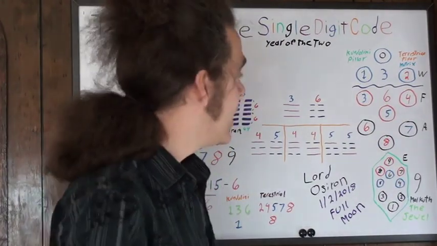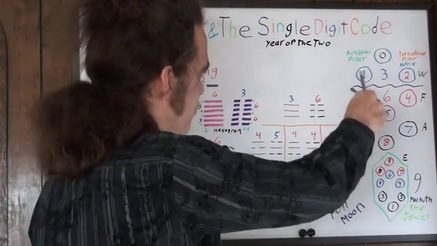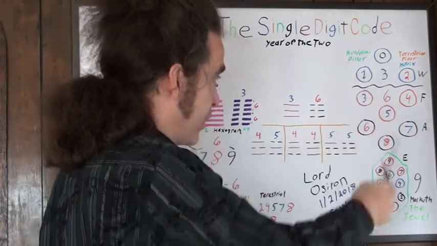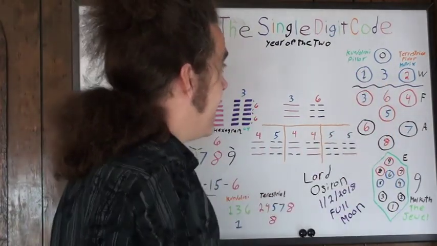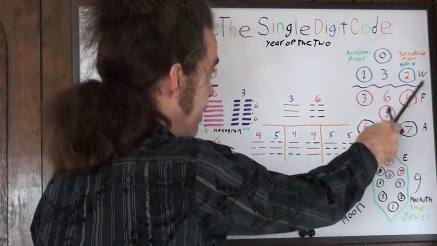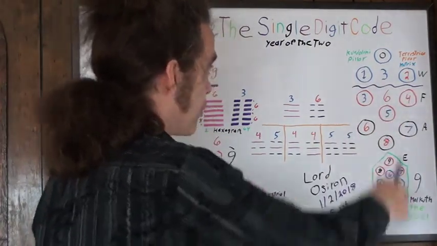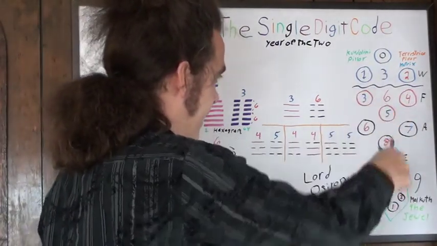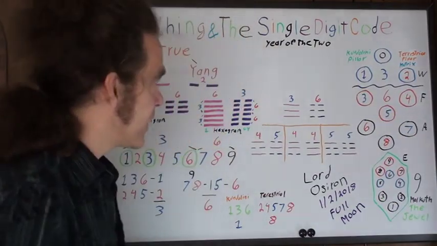That's what that means. But if you look at the pillar of Boaz as the Kundalini pillar, which is 1, 3, and 6, and this is the terrestrial pillar again of 2, 4, and 7, and of course the middle pillar is the balance of 5 and 8, it's showing you that again.